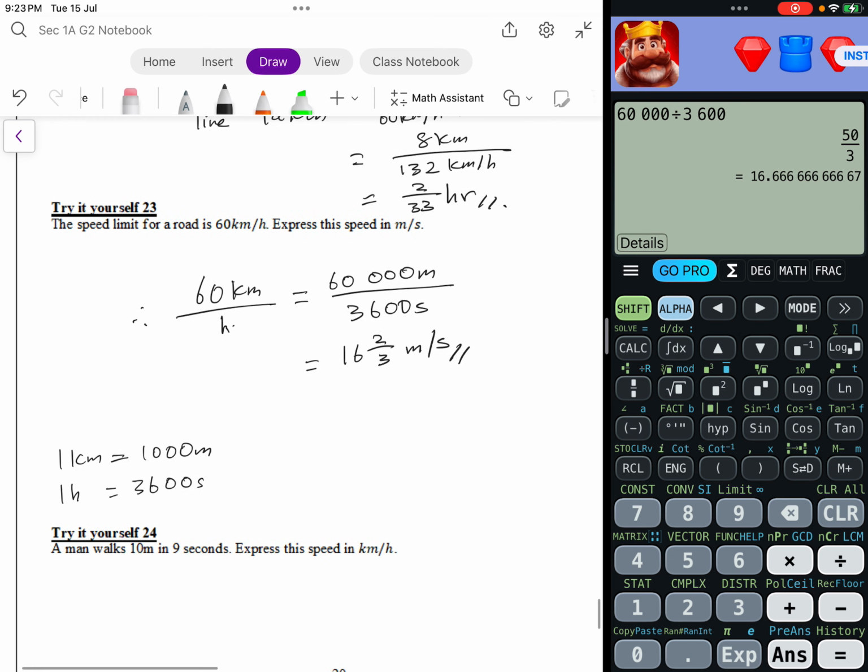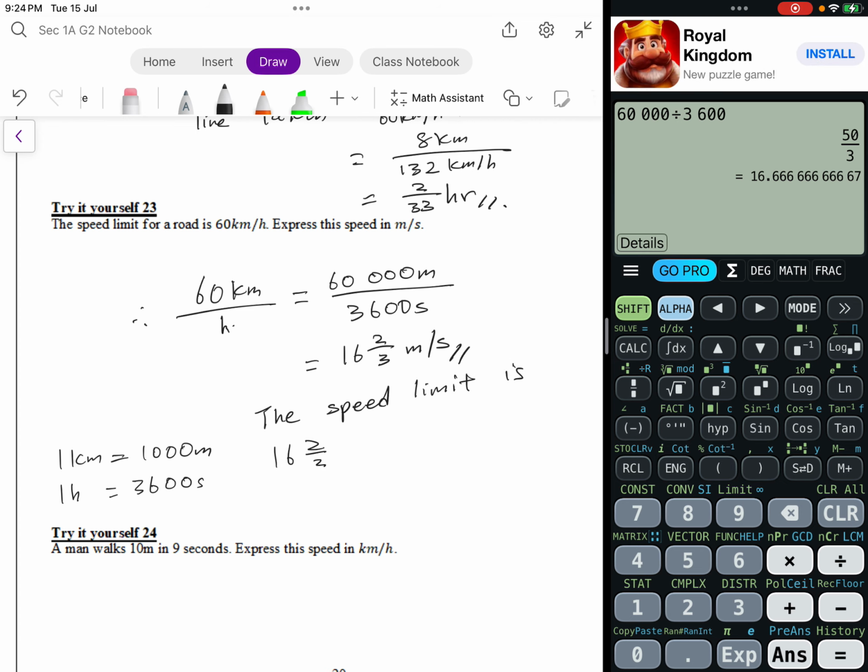Right, so we have to write a statement. The speed limit is 16 and 2/3 meters per second.